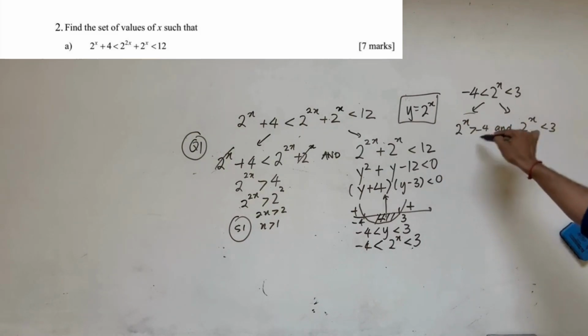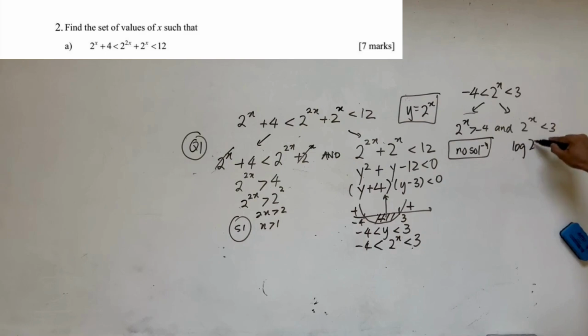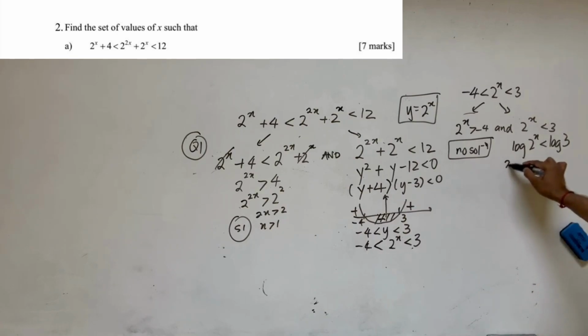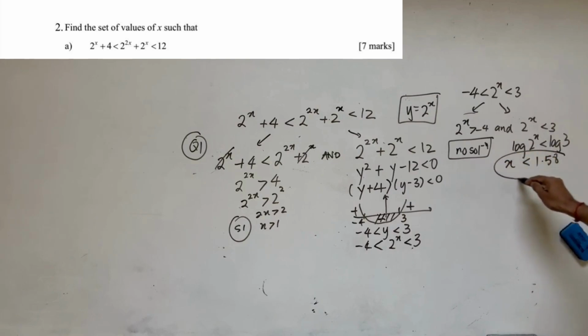If you think about it, this one is no solution. Why? Because if you take log of both sides, this is negative, so you cannot solve. And then we are left with this one only, so we cannot make the base the same. So when you cannot make the base the same, what you have to do is take log of both sides. Then the x comes in front, and of course you divide. I think you're going to get something like log 3 divided by log 2. So that is going to be 1.58. So here nothing to combine, so your final answer is just this one only.